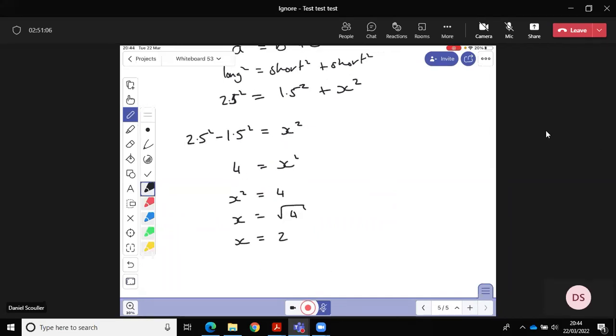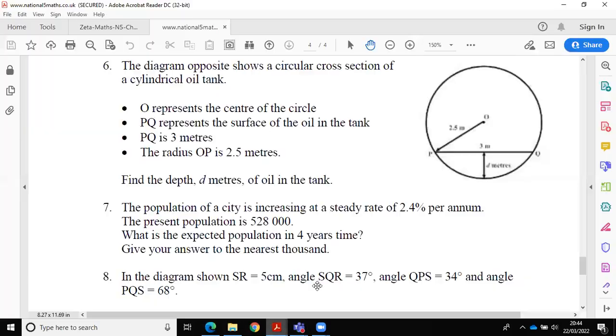Now that's not the end of the question. We've only found the side of that triangle. What's the question looking for? What have we just found out? We've just found out that length in there. That's 2 meters.